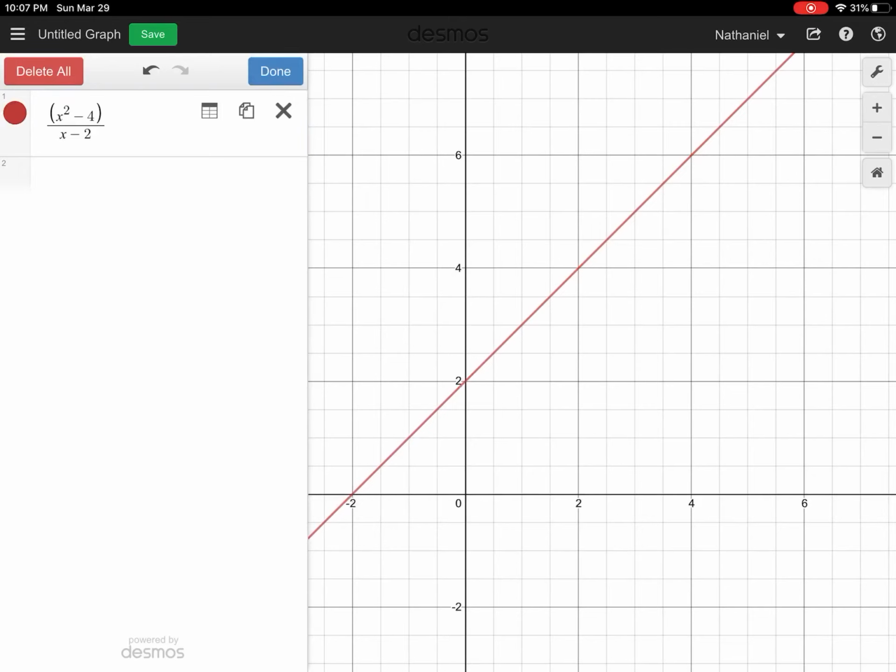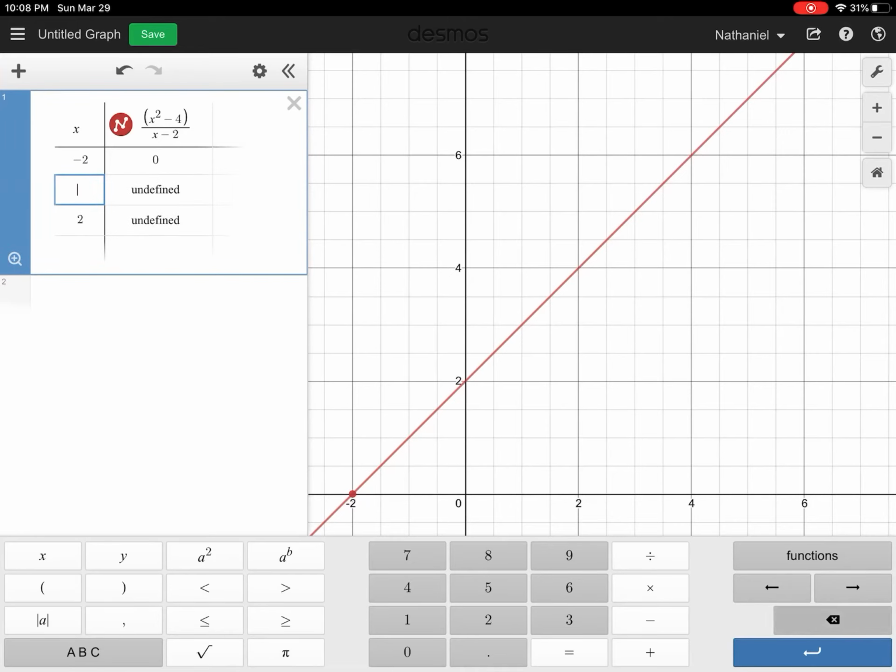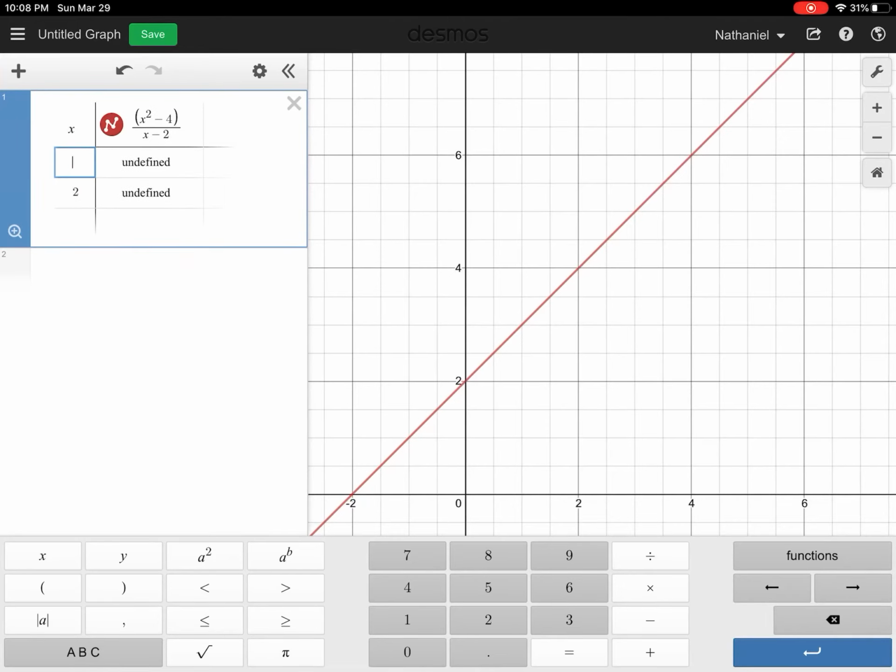Let's tap into our function with the gear. We're next going to click on the little spreadsheet icon. And now, suddenly, we've got a table option. This is fantastic, because the point we were interested in was 2. And I'm very curious to see what happens when I look at values that are close to 2.